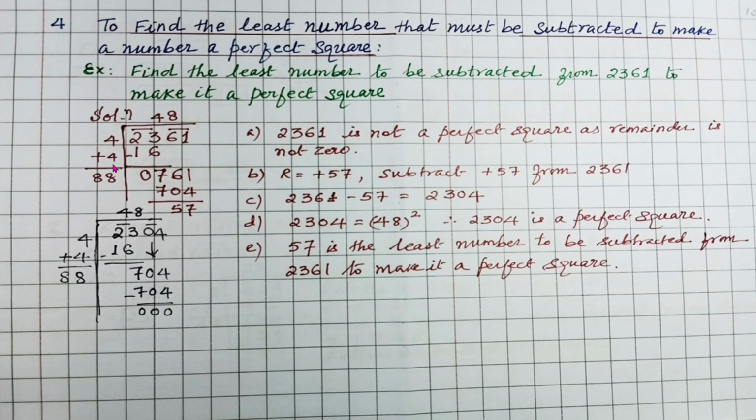Now add this 4 here. 4 plus 4 is 8. I have chosen digit 8 here. It becomes 88. 88 into 8 becomes 704, which is less than 761. Subtract it, we get 57. We have 57 as a remainder here.